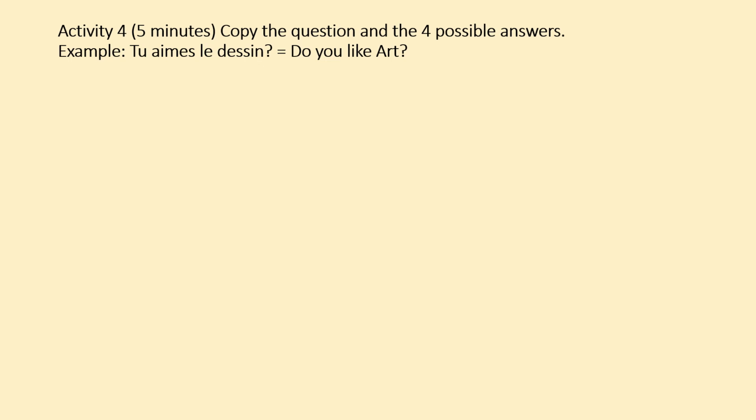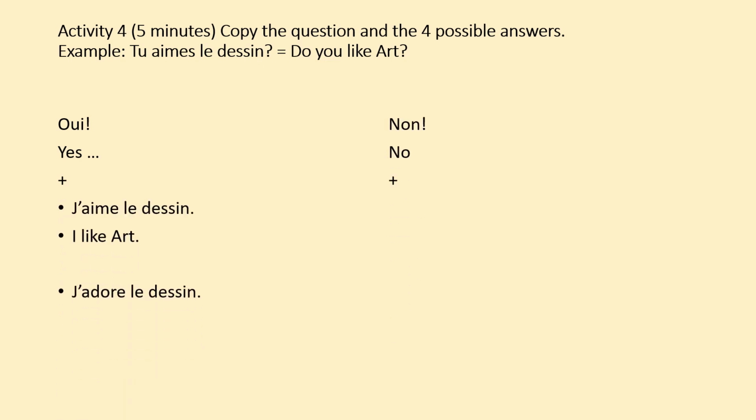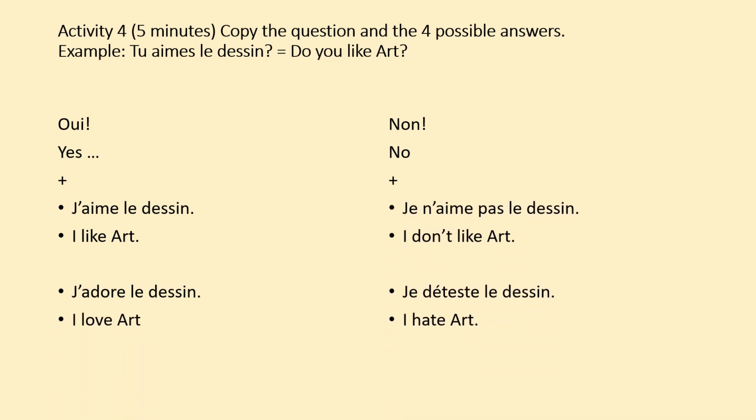Now, I'd like you to spend the next 5 minutes just copying the question and the 4 possible answers as well. So the example, tu aimes le dessin? Do you like art? Oui, yes. J'aime le dessin, j'adore le dessin, or non, je n'aime pas le dessin, or je déteste le dessin. So just write that out in full with the question at the top. Tu aimes le dessin? Do you like art? Okay, write that out now. Press pause to do that and play to continue.